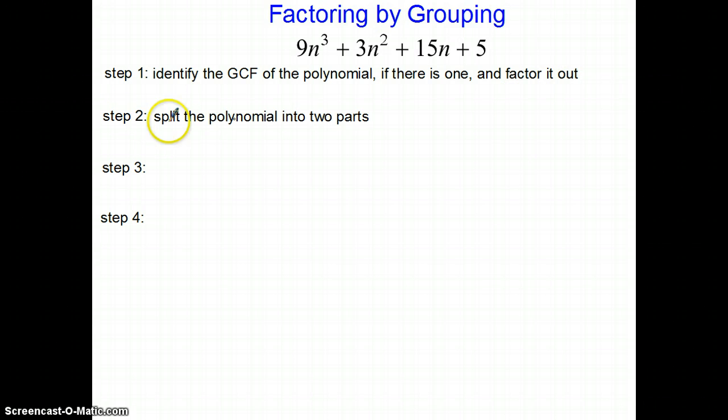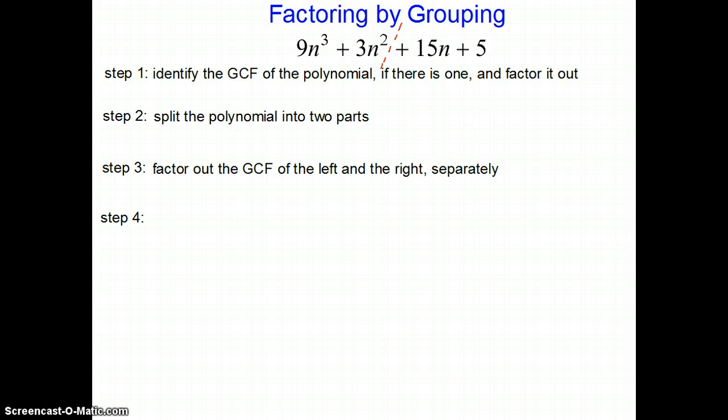So step 2. I split the polynomial into 2 parts. I'm going to simply draw a little line separating the left and the right half of my polynomial. I have 2 terms on the left and 2 terms on the right. Step 3.